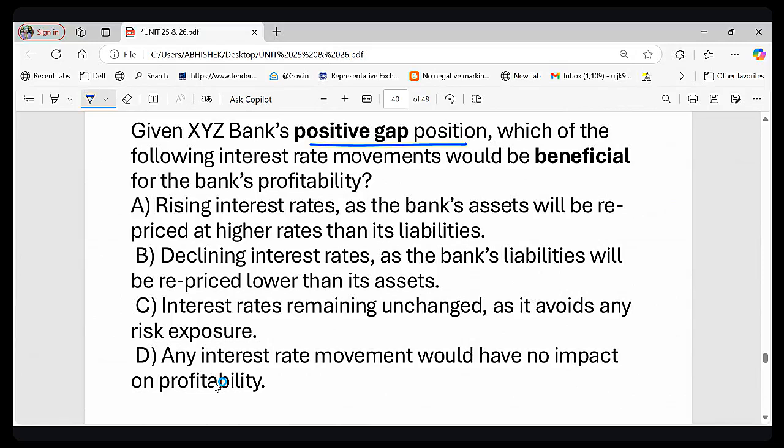So you know what is the meaning of positive gap? Then only you can answer this question. If you know the meaning of positive gap, then you can answer this question.